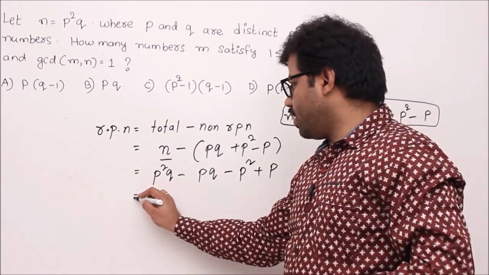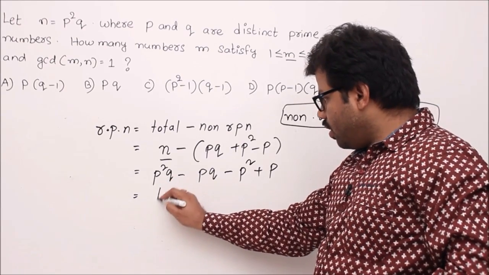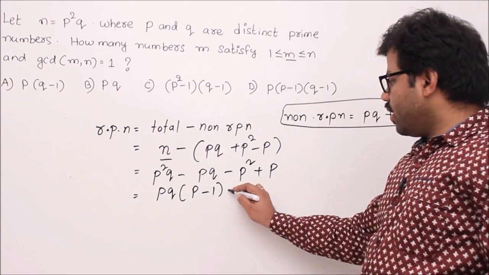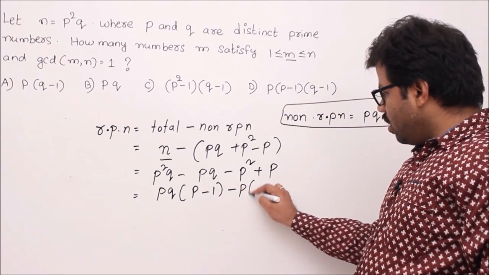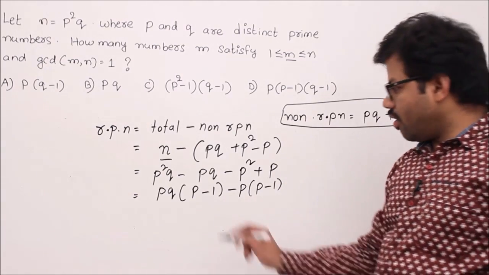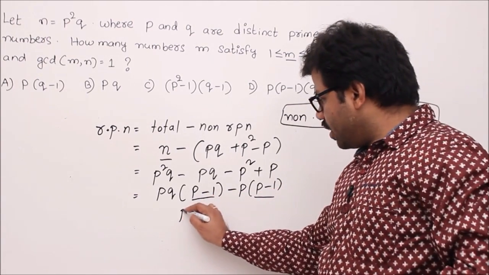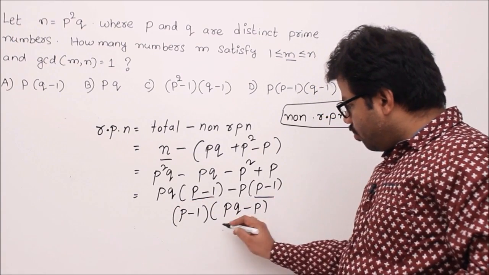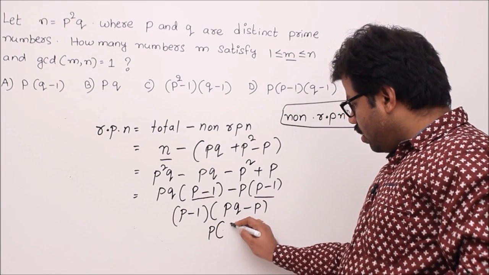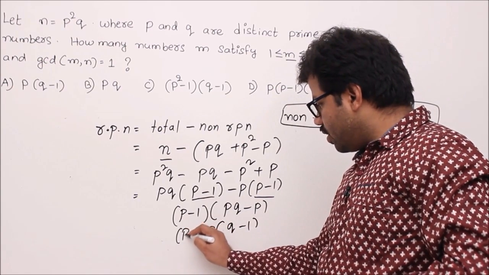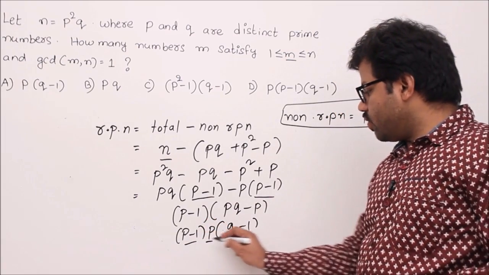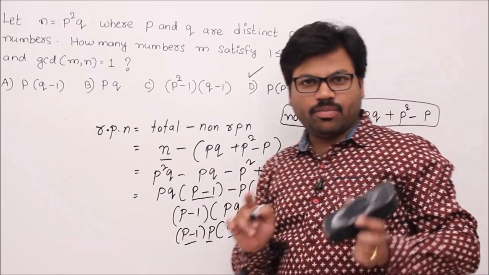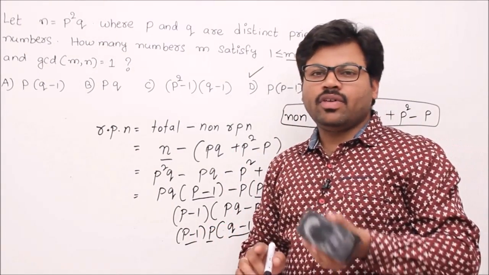Now let's simplify it. If I take pq common, then I get p minus 1, isn't it? Minus, if I take minus and p common, you get p minus 1, right? Now again I can take p minus 1 common. Then you get pq minus p, isn't it? So in that if I take p common, you get q minus 1, and here p minus 1. So finally p into p minus 1 into q minus 1. So this is a solution for this problem, but we can solve this problem in an easier way.